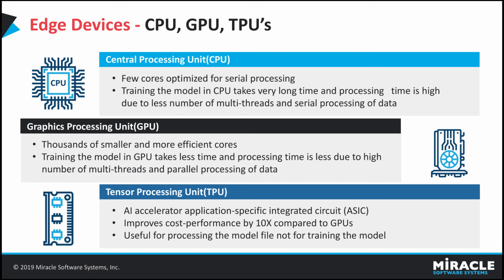That's where GPUs come in, with thousands of smaller, efficient cores helping us run the machine learning model in multiple threads, so the processing of data is much faster compared to a CPU. It reduces time from days to even hours. That's why GPUs are coming up very fast in the market right now. And there's a new thing coming up from Google: the TPU, the tensor processing unit.